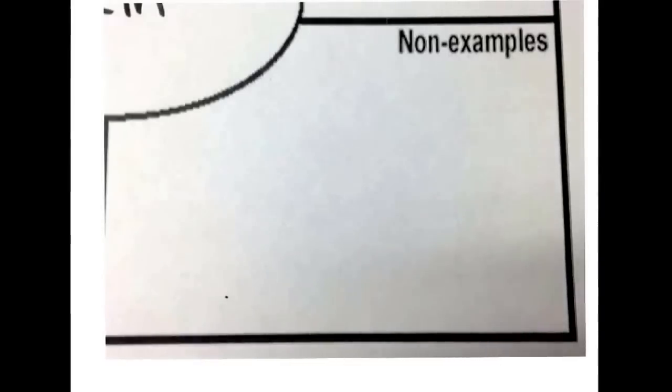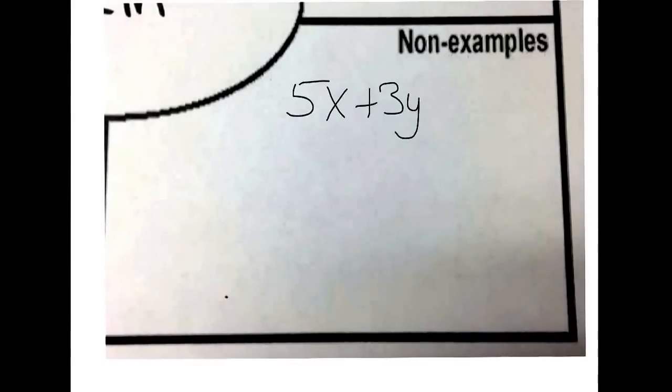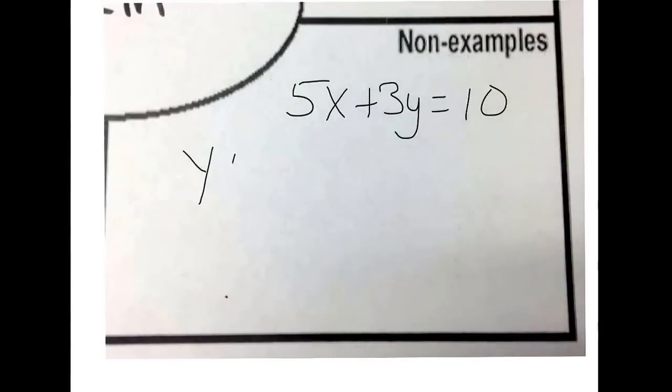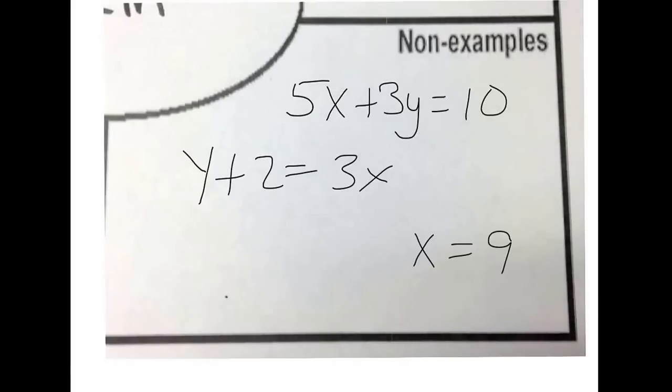Some non-examples: 5x plus 3y equals 10, non-example. Y plus 2 equals 3x. X equals 9. 2y equals 6x plus 3. In all these cases, you can see that the y is not by itself on one side.